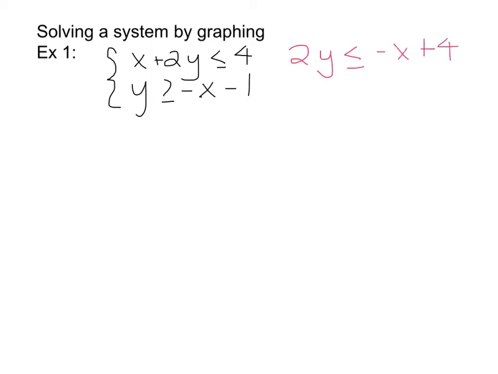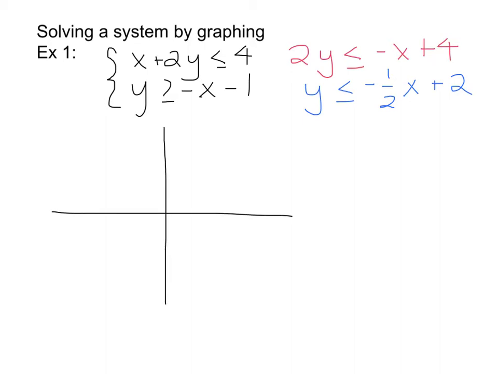and then I'm going to divide by 2, so that gives me y is less than or equal to negative 1/2 x plus 2. So remember, if you were to divide or multiply by a negative number, it is going to switch your inequality and make it point the other way. So if you notice, both of these are less than and greater than or equal to, so I'm going to have two solid lines. So let's start by graphing our first equation.